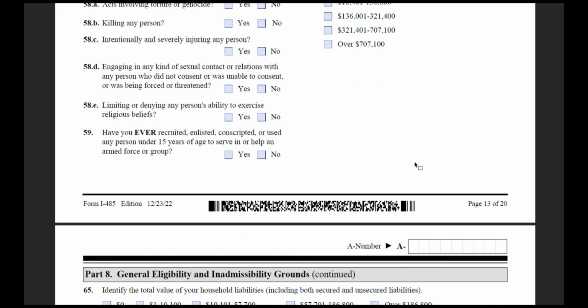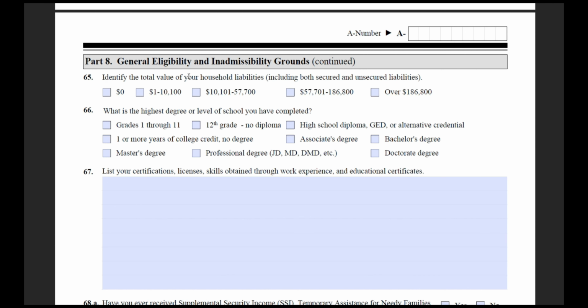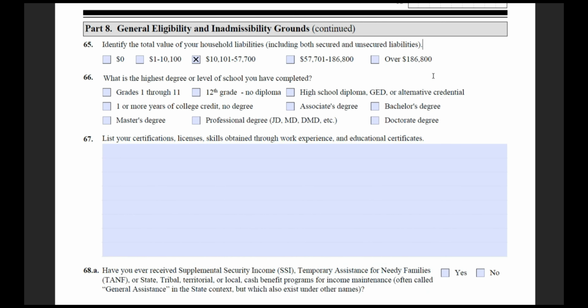Moving on to question 65, identify the total value of household liabilities. So liabilities basically mean any debts that you may have, things like loans, including mortgages, student loans, credit card debts, etc. Next, moving on to question 66. This question asks the highest degree of schooling that you, meaning the applicant for a green card, have completed. So here you can answer what your degree is.